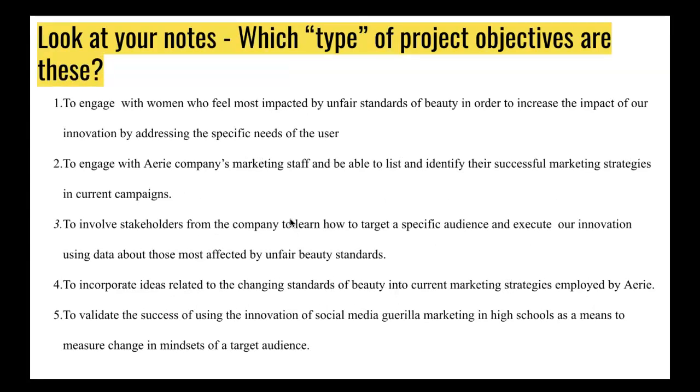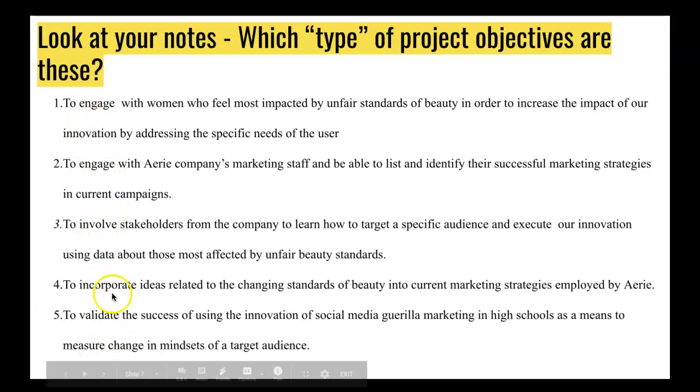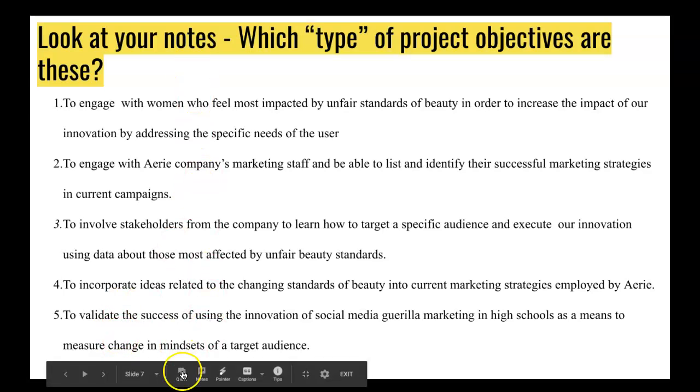Okay, so then I put these on the board and have them look at their notes and turn and talk about what type of project objectives these are. So for example, this first one is a community objective. This is a company objective. This is a company objective. This is a track my success objective. So the first one's community, 2 and 3 are company, 4 and 5 are track my success. That gives them an idea of what their project objectives should look like.